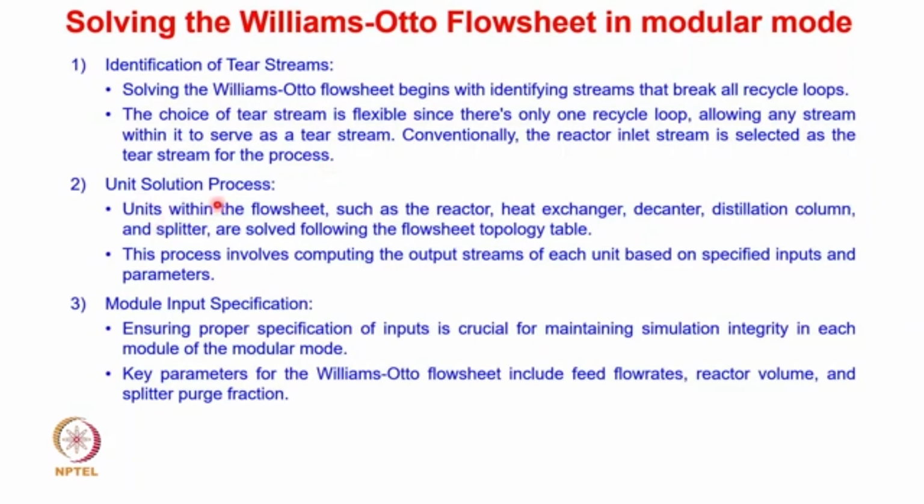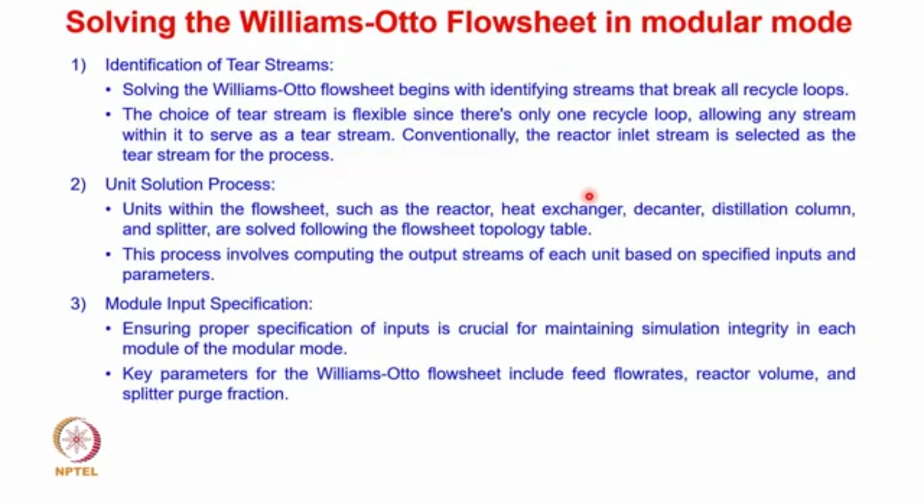Okay. So once this identification of the tier stream, that is the first step, is done, then comes unit solution processes. After that, units within the flow sheet such as reactor, heat exchangers, decanter, distillation column, and splitter are solved following the flowsheet topology table. Whatever the flowsheet topology is, how sequentially the units are arranged, this flowsheet topology is also a very important term here.